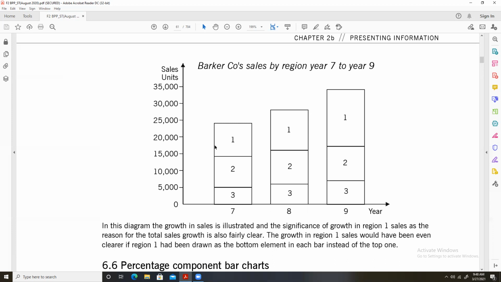Most of the sales in the 3 years, year 7, 8, and 9, are made in region 1, as the area covered by region 1 is more as compared to region 2 and 3, as you can see in this diagram here.